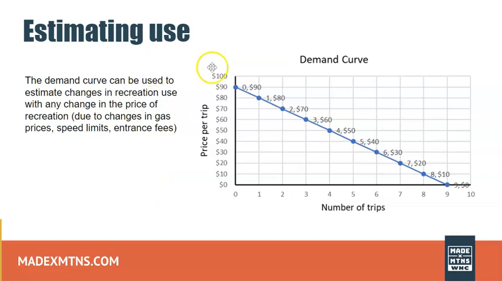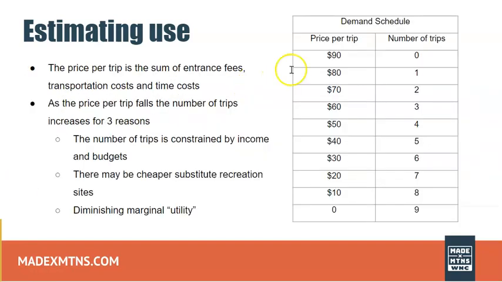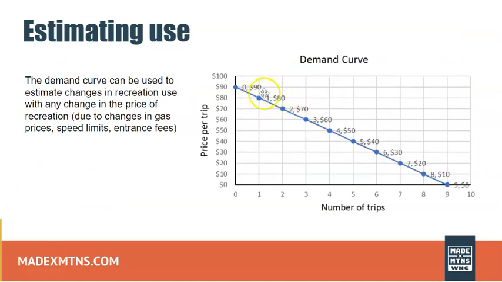Okay, so here you see we've got this line with the circles. This reflects the price and quantity combinations in the demand schedule. So at a price per trip of $80, we have one trip. And here you see one trip and $80 is this second circle as you move from left to right down the demand curve. This demand curve can be used to estimate changes in recreational use at any price that the individual faces.